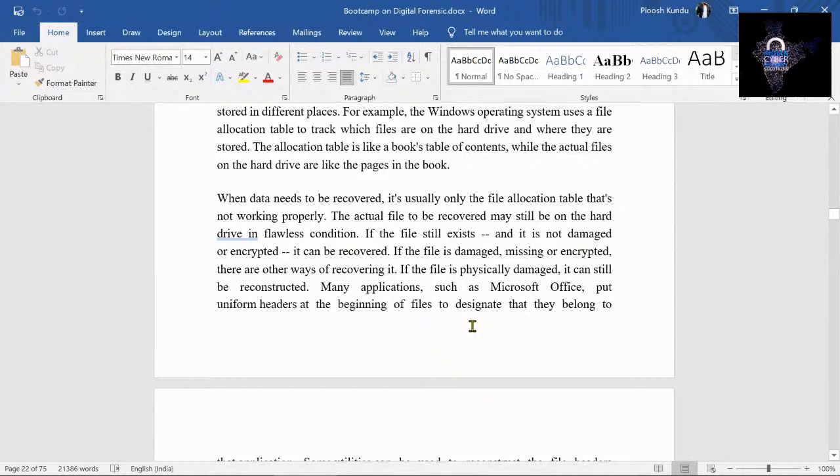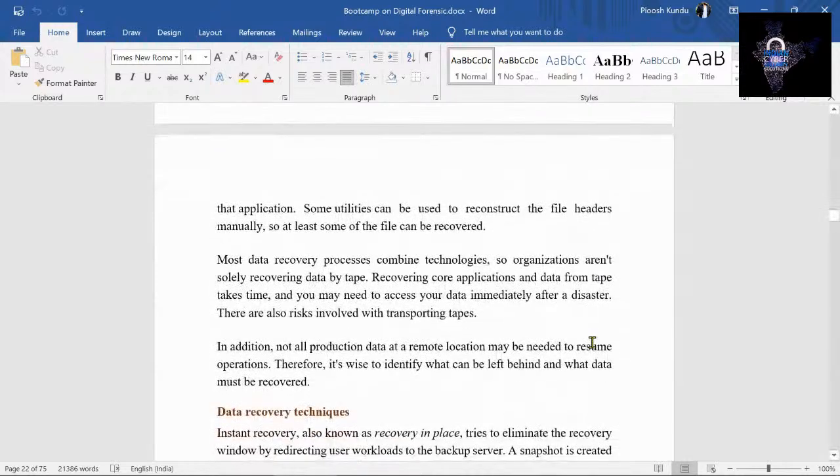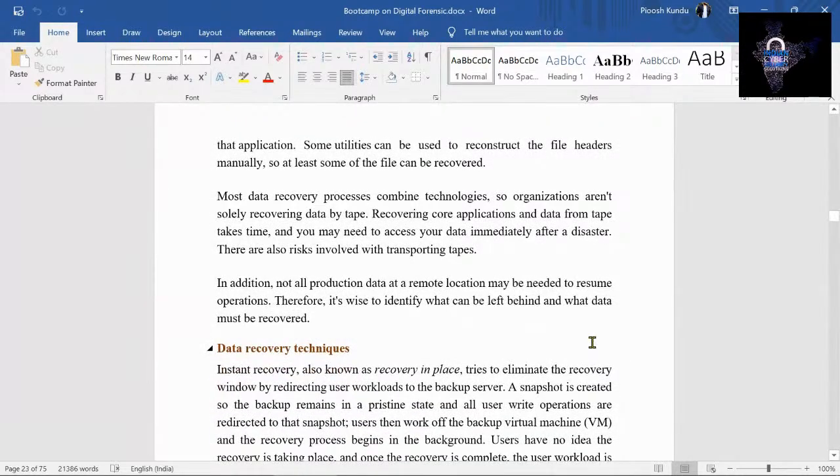Many applications such as Microsoft Office put uniform headers at the beginning of files to designate that they belong to the application. Sometimes utilities can be used to reconstruct the data headers manually, so at least some of the files can be recovered. Most data recovery processes combine technologies, so organizations aren't solely recovering data from tape.